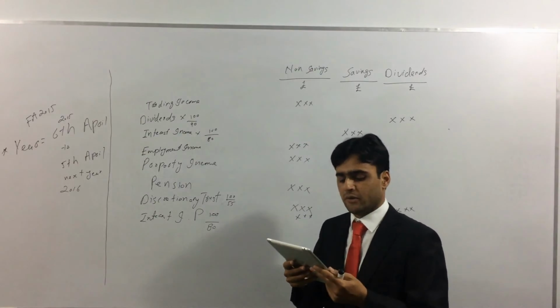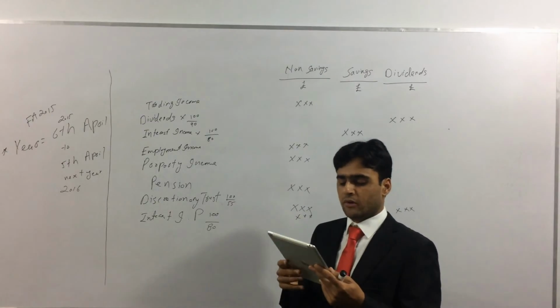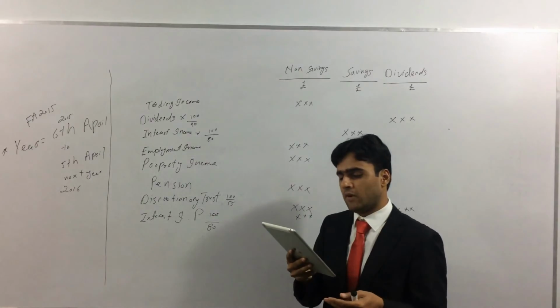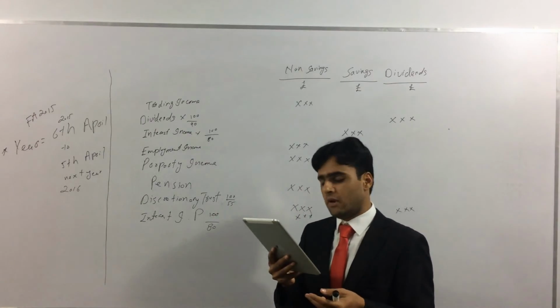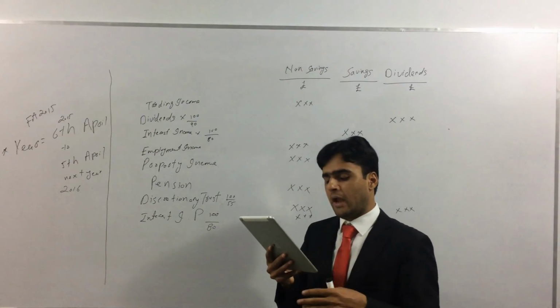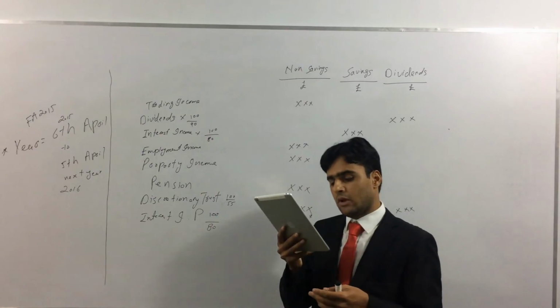As far as the basic rate band is concerned, 20% on the savings, 20% on the non-savings, and 10% on the dividends. Higher rate band, 40% on the savings and non-savings, and 32.5% on the dividends. And the additional rate band, which is over £150,000.